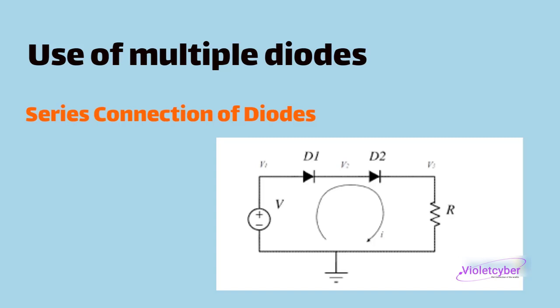Same current. In series connection, the same current flows through all diodes. Therefore, if one diode gets damaged due to excessive current, the entire chain will stop conducting. Applications. Circuits that require higher breakdown voltage and current limiting or circuit protection.